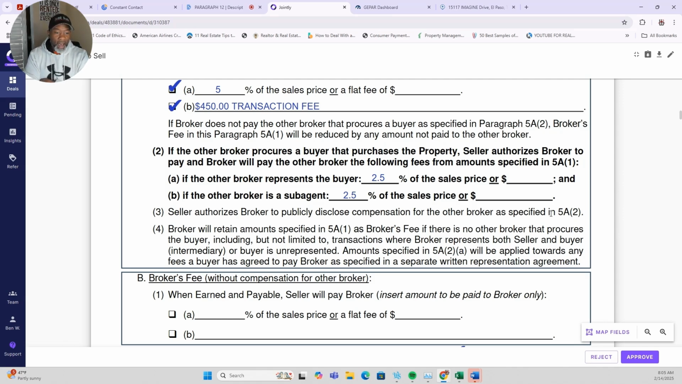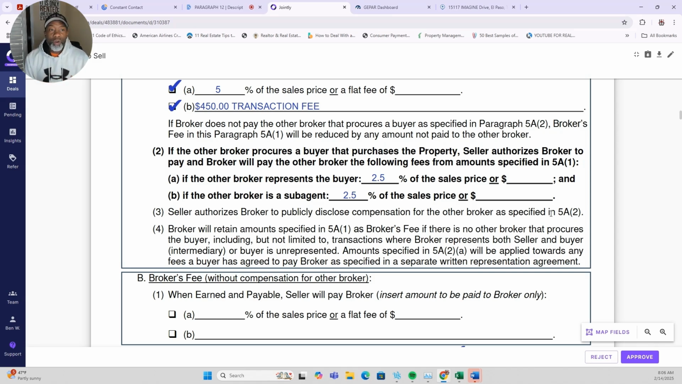In 5.4, it says broker will retain amount specified in 5A1 as a broker fee if no other broker procures the buyer, including transactions where the broker represents both seller and buyer as intermediary, or the buyer is unrepresented. Amount specified in 5A2A will be applied towards any fees a buyer has agreed to pay the broker as specified in a separate written agreement, which is a buyer rep agreement.